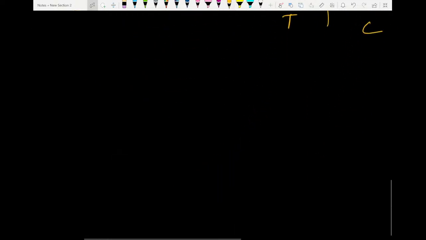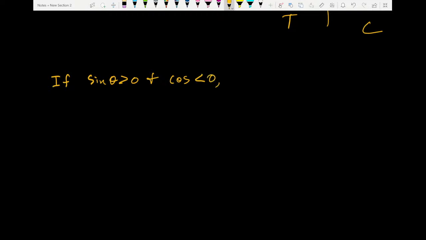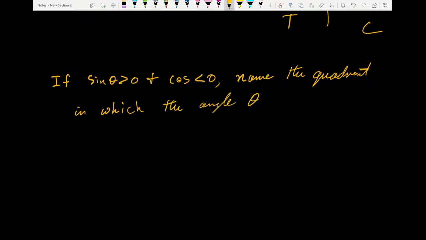So let's do some kind of word problem. If sine of theta is greater than 0 and cosine of theta is less than 0, name the quadrant in which the angle theta lies. I'm sorry, cosine of theta.